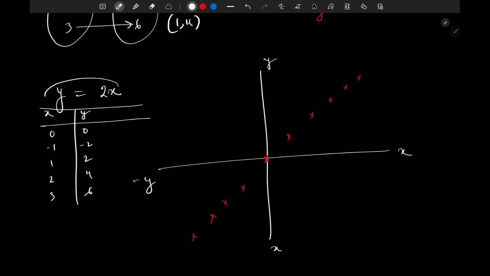But since this is a continuous thing, by continuous, I mean x can take any value after 0, right? It can be 0.01, it can be 0.001. So all these places will have some points. So the idea is that once you figure out a few points, you just join them in a smooth manner. That's how you draw the graph of y equals 2x. And obviously this is a straight line with the y-intercept as 0, okay?